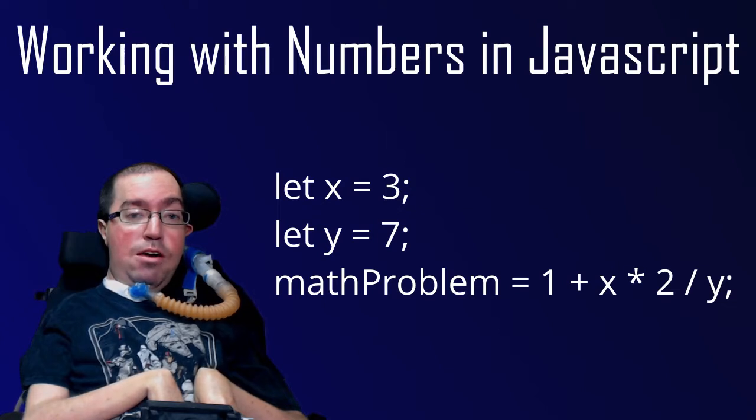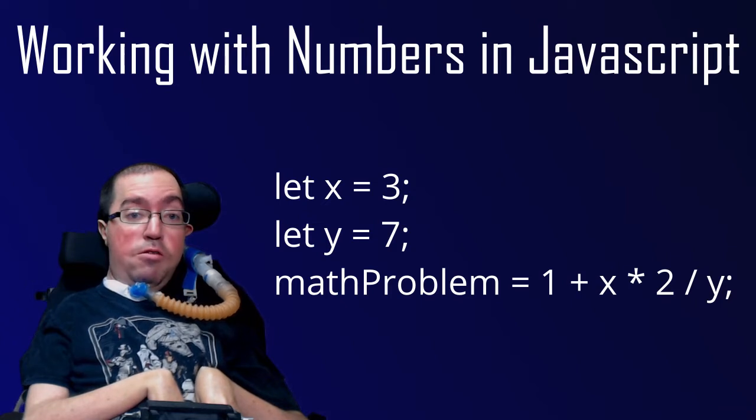Just a moment ago, I said that this is what you needed to know to work with numbers directly. You can also use number variables in math problems. For example, let's say we have 2 number variables named x and y, and if you want to run them against an equation, you would simply do something like this. Math problem equals 1 plus x times 2 divided by y. Now, whatever number values you have for x and y will be placed into the equation.